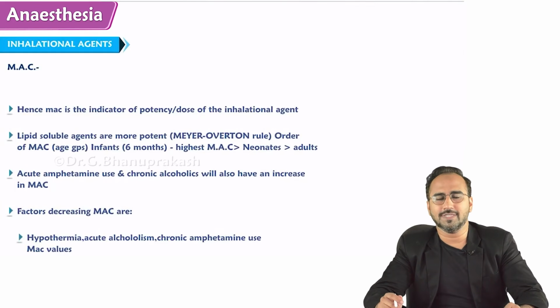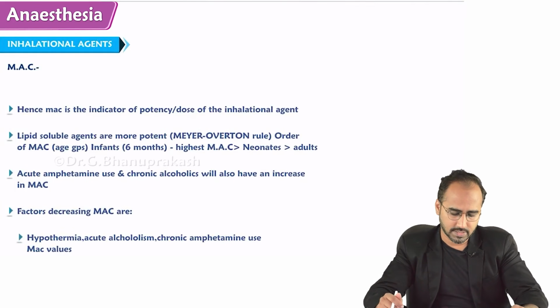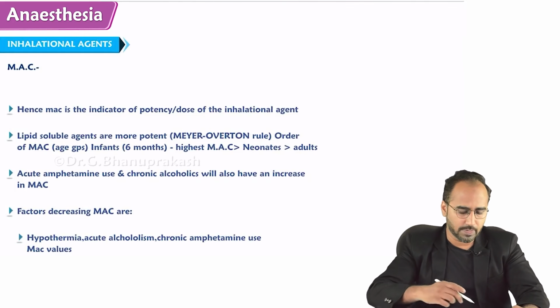Okay guys, let us start with the inhalational agents. Before starting, I would like to ask you, what is the role of inhalational agent in general anesthesia? What is the basic purpose of using inhalational agent in general anesthesia? Inhalational agents are the agents which are used to maintain the patient in unconscious state.